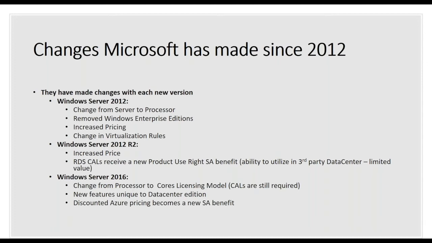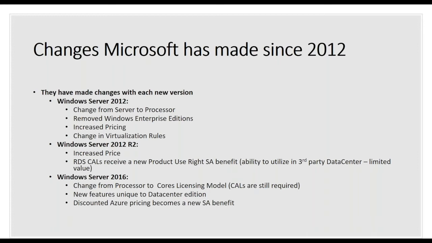They also removed the Windows Enterprise Edition, so they just went to a standard and a data center edition. They increased the pricing. They actually did have a price increase on the licenses back in 2012. And they also changed the virtualization rules. Big one being that an enterprise server license, and if you still have some of these, you can still potentially take advantage of them, allowed for 4 VMs per license on the host. And so that was one of the biggest changes they made there.